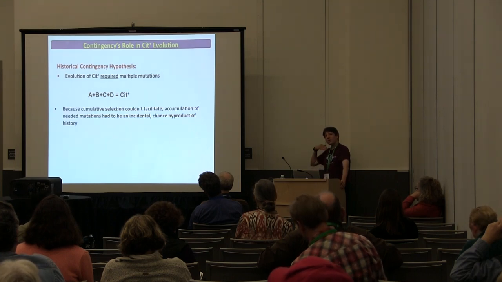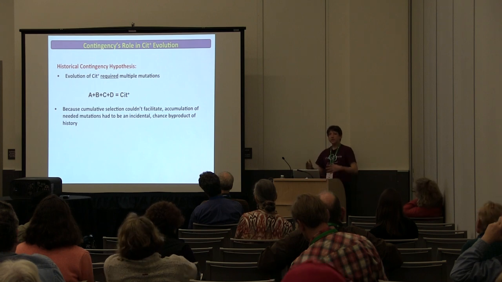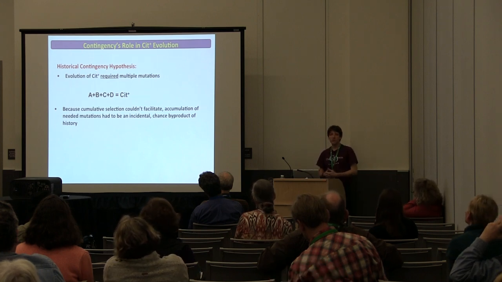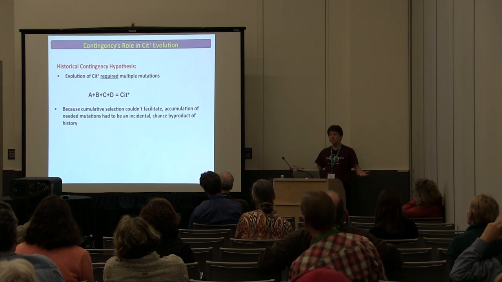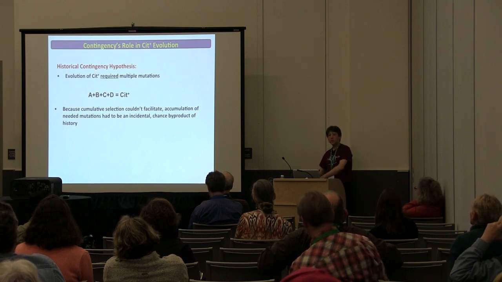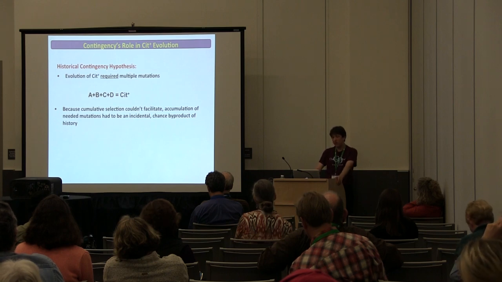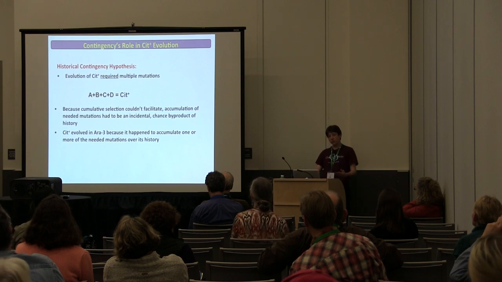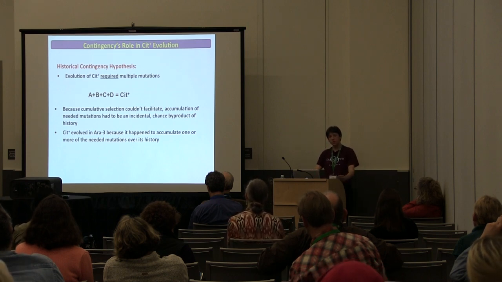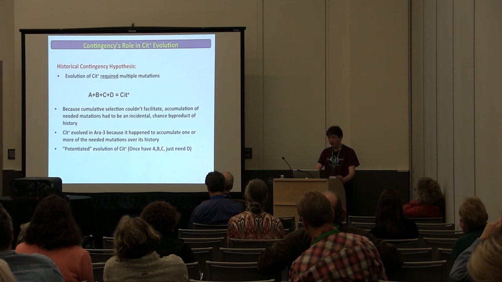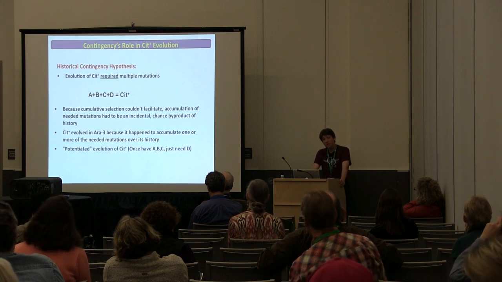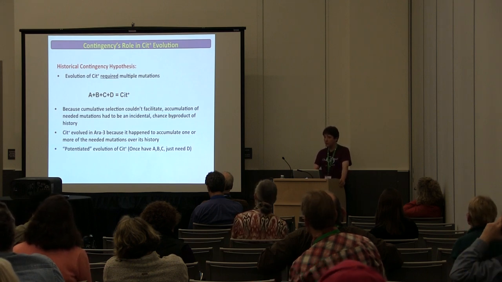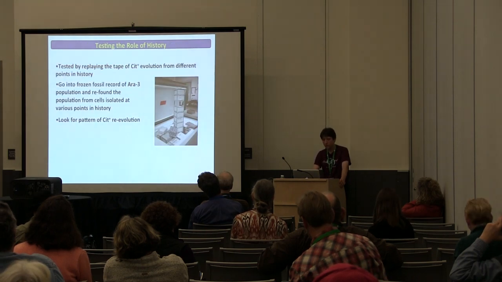So cumulative selection in a case like this cannot facilitate the accumulation of these mutations because it's not forward-looking. It doesn't know the future. So the accumulation of those necessary mutations had to be an incidental and chance byproduct of history. And surplus evolved in error minus 3 because it happened to accumulate one or more of the needed mutations over the course of its history. These potentiated the evolution of surplus because, after all, once you have A, B, and C, you just need D, which is a far smaller hurdle.